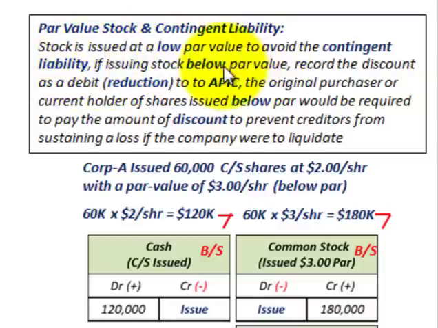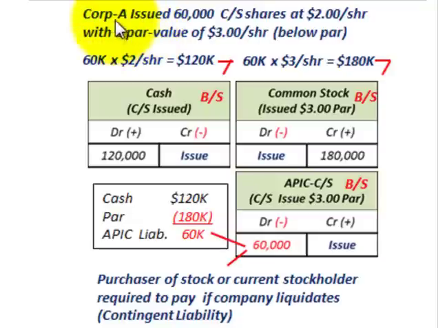If issuing stock below the par value, you record the discount as a debit or reduction to additional paid-in capital. And the original purchaser or the current holder of the shares issued below the par would be required to pay the amount of the discount to prevent creditors from sustaining a loss if the company were to liquidate. So look at our example in these terms. Corporation A, again, issues 60,000 shares at $2 per share with a par value of $3 per share. So they're issuing it below the par value. You're only going to receive $2 per share, and the par value is set at $3 per share.